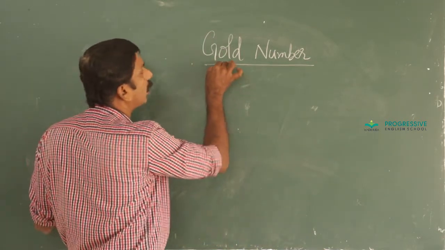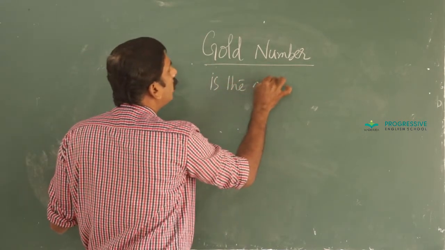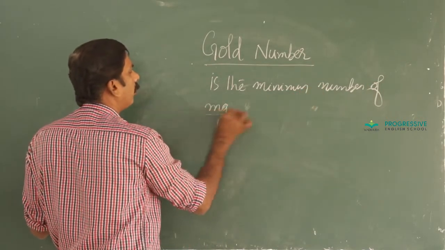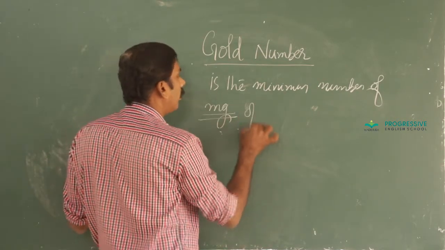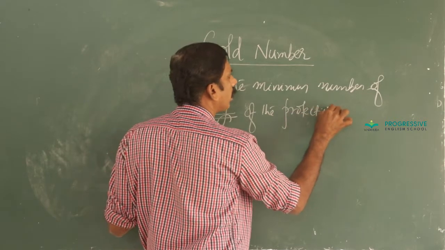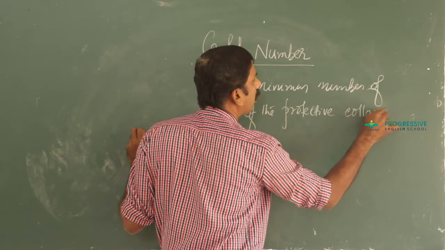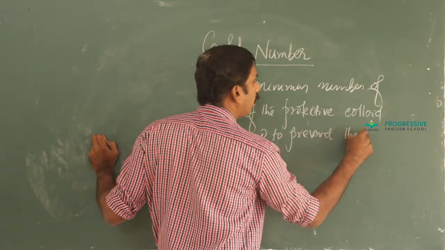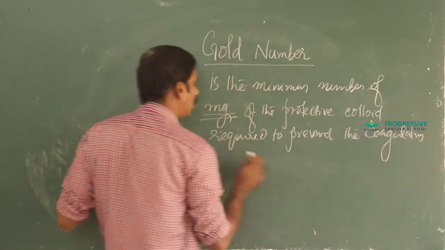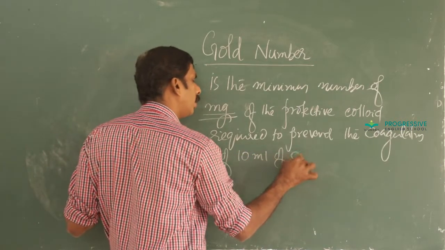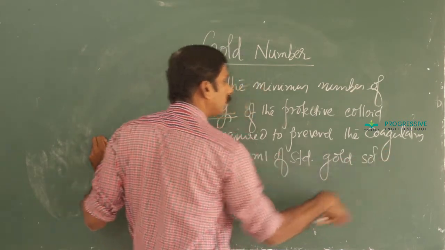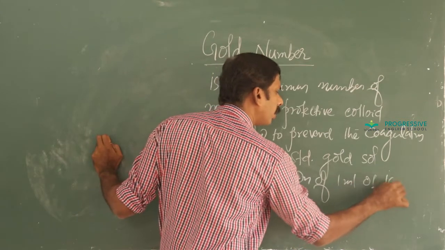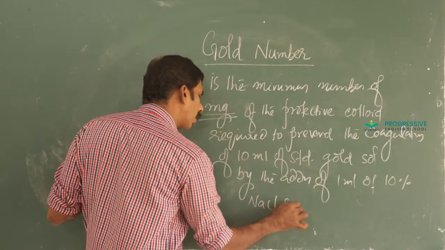Gold number of a protective colloid, that is a lyophilic sol, is the minimum number of milligrams of the protective colloid required to prevent the coagulation of 10 ml of standard gold sol by the addition of 1 ml of 10% sodium chloride solution.